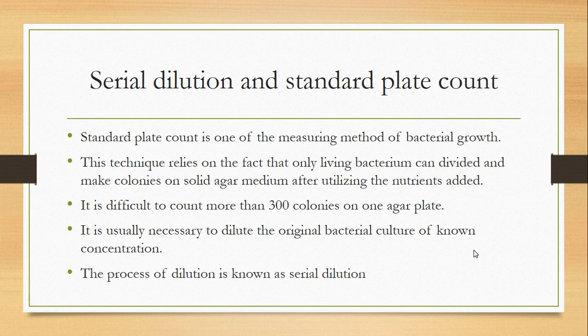Once the bacteria produce their colonies, it's very difficult to count if the colony count is more than 300 because the whole 90 millimeter diameter plate is covered with the growth. So you can't even pick the actual colony forming units. So it is practical to dilute the concentration of the bacterial culture up to the desired concentration level, and this dilution process is known as the serial dilution.